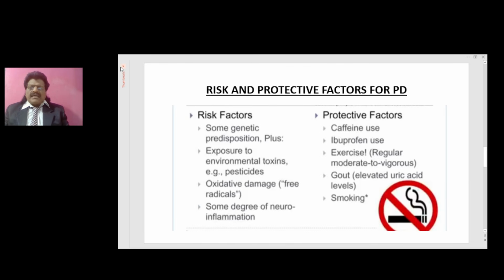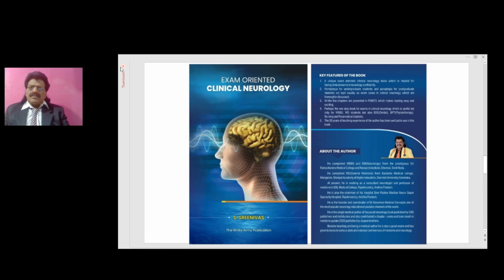The underlying mechanism is that smoking releases dopamine, that's why they get happiness. People who smoke get happiness because there is a dopamine release. When there is a dopamine release, Parkinson's disease is less commonly seen because Parkinson's disease is a disease because of dopamine deficiency. So when they smoke, there is a dopamine release, so it is less commonly seen in smokers as compared to non-smokers. So these are the wonderful concepts of Parkinson's disease.